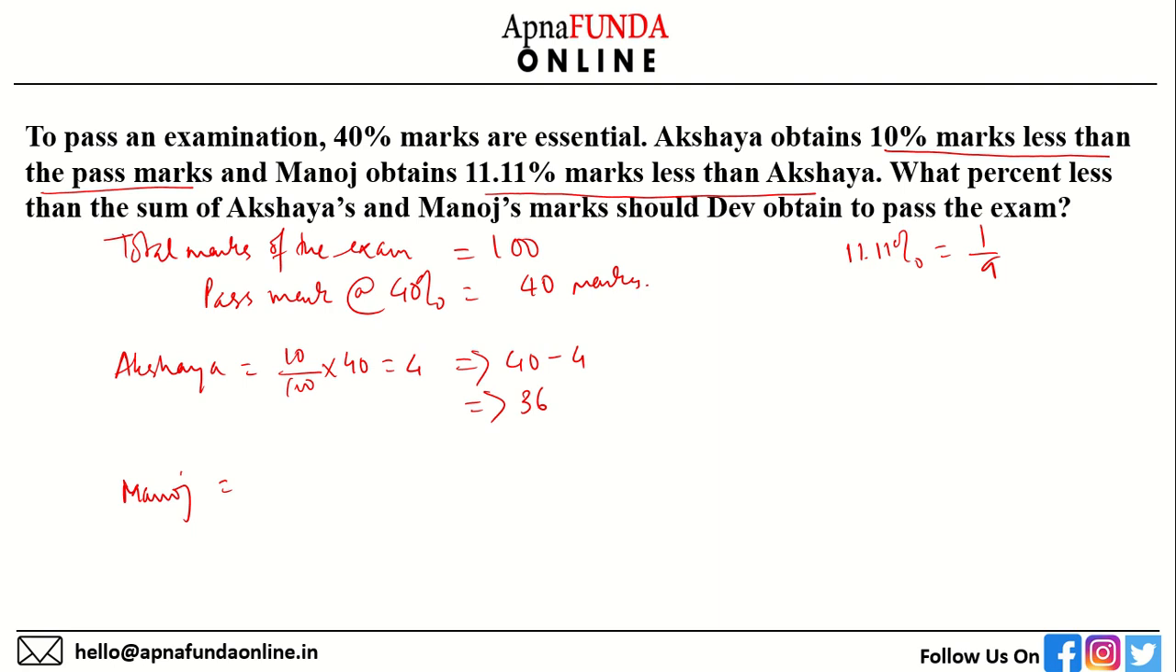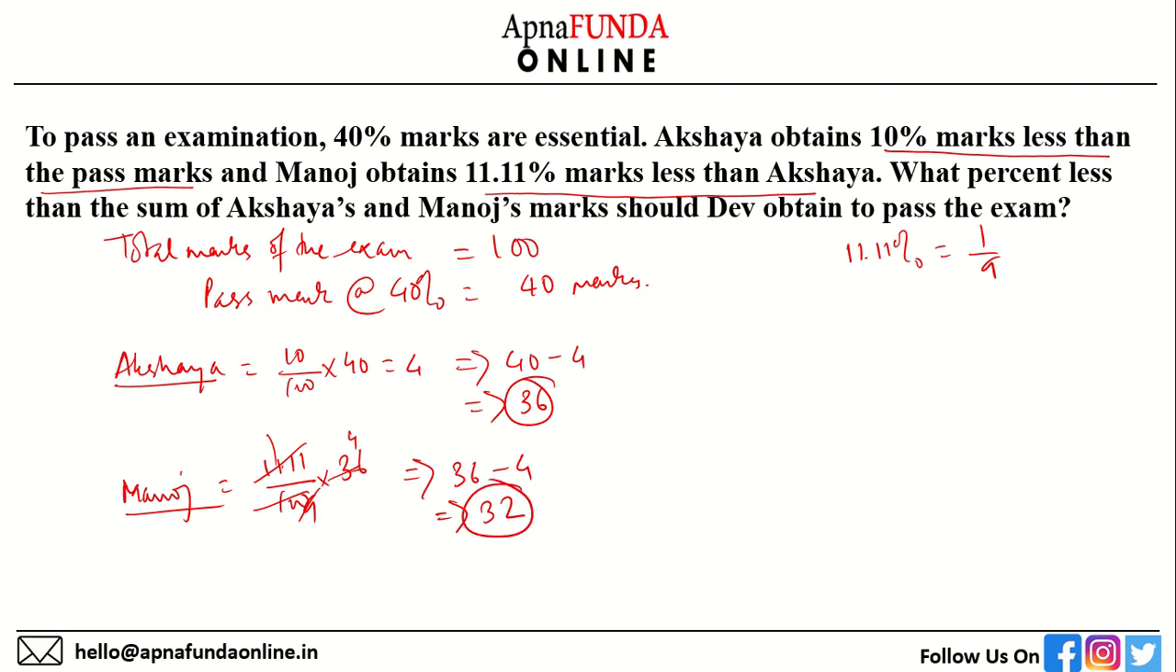So 11.11% of 36. This is simply 1 by 9. So this is 4. So 36 minus 4. So Manoj has got 32. Akshay has got 36. Manoj has got 32.